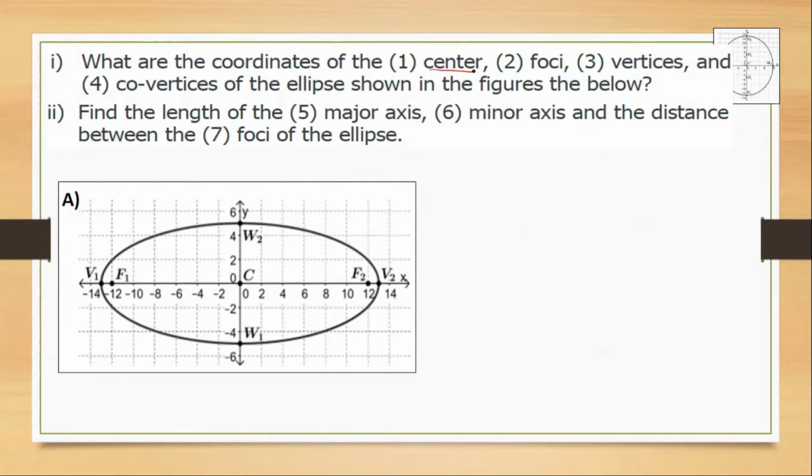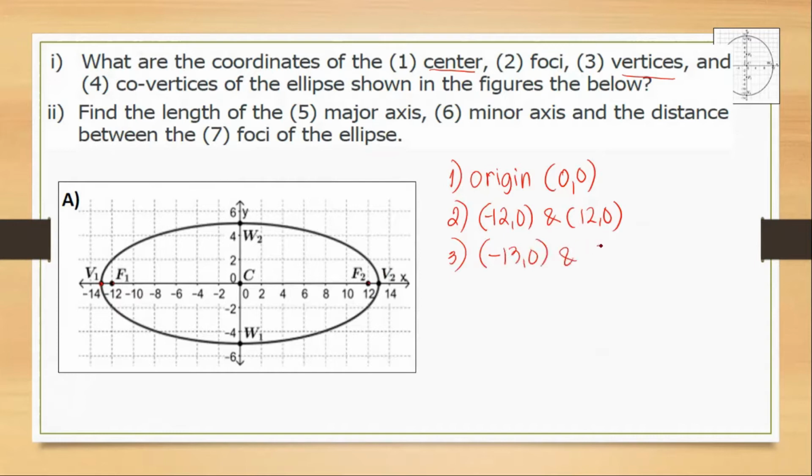What are the coordinates of the center? Okay, as you can see, the center is at the origin, and so we have it as 0, 0. Number 2, how about the foci? The foci is found here, in here. So that's negative 12, 0, and 12, 0. How about the vertices? The vertex is here, and so we have negative 13, 0, and 13, 0. Number 4, the co-vertices. The co-vertices can be found here. So we have 0, 5, and also 0, negative 5.